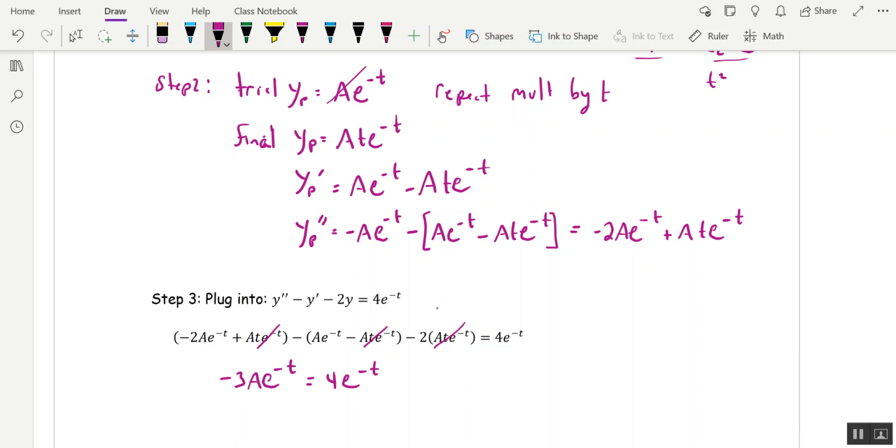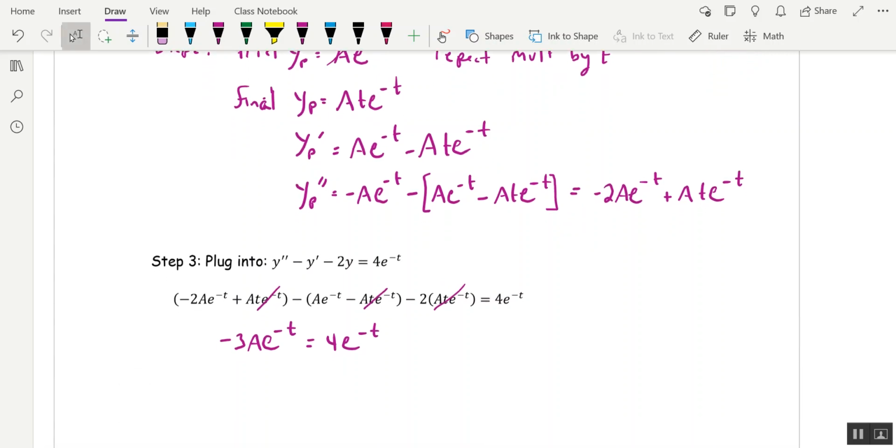Now I can, again, equate coefficients. If negative 3a e to the negative t is 4e to the negative t, that tells me that negative 3a must be 4. Because the coefficient of e to the negative t on this side has to be equal to the coefficient of e to the negative t on the other side. So now a is negative 4/3.